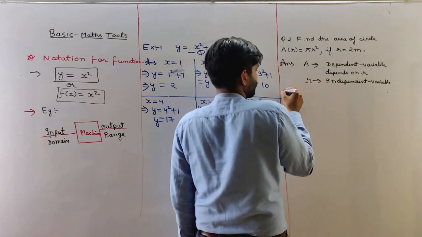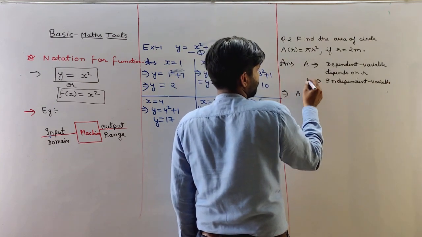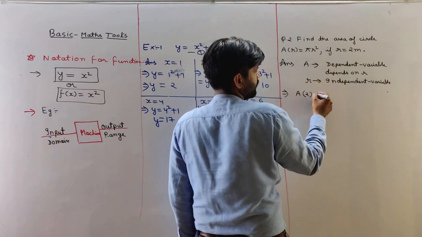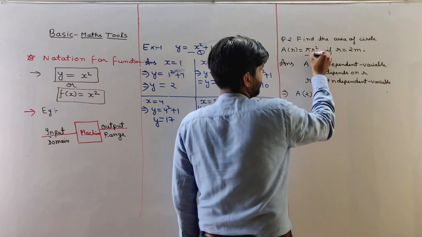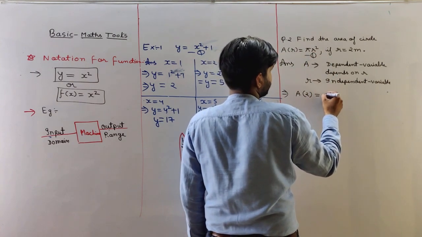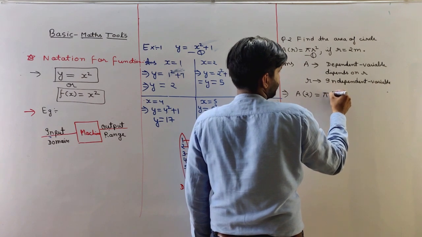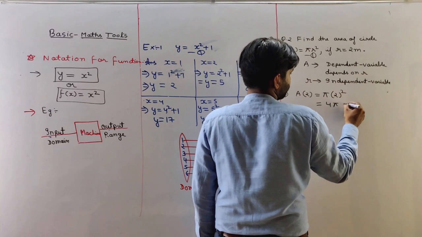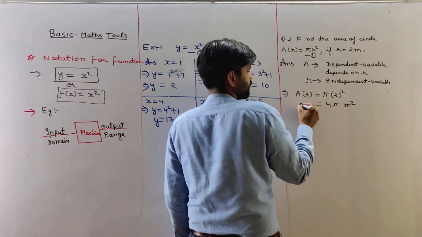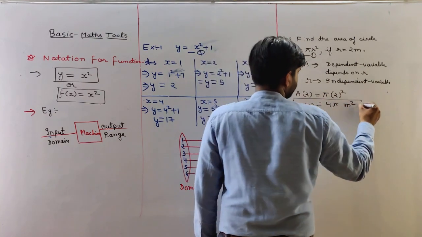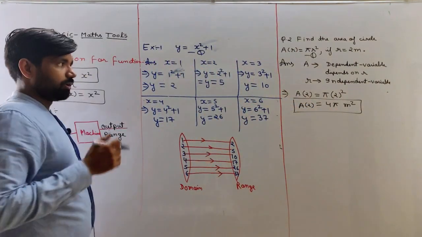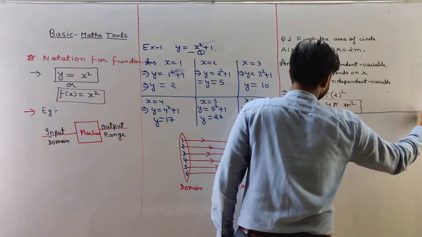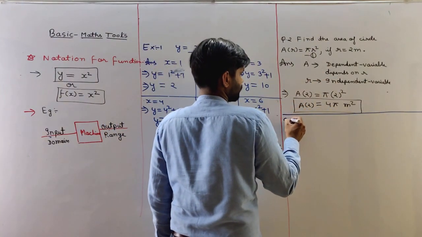Okay. So when we put r is equal to 2 in equation 1, we will get pi into 2 square, that is equal to 4 pi meter square. Meter square is the unit of area. Understand? All clear?